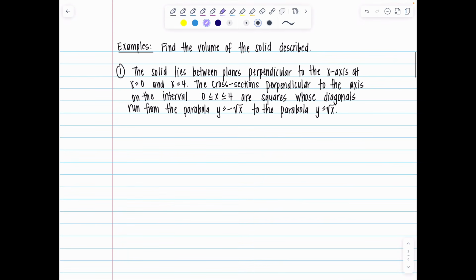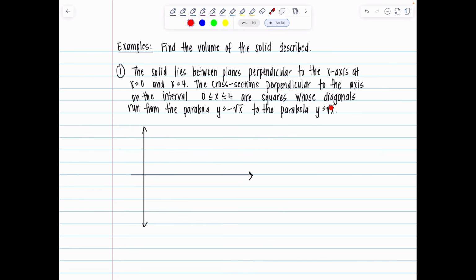First one, find the volume of the solid described. The solid lies between planes perpendicular to the x-axis at x equals 0 and x equals 4, and the cross sections perpendicular to the x-axis on the interval from 0 to 4 are squares, whose diagonals run from the parabola y equals negative square root of x to the parabola y equals square root of x.